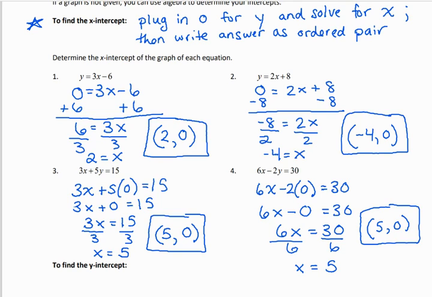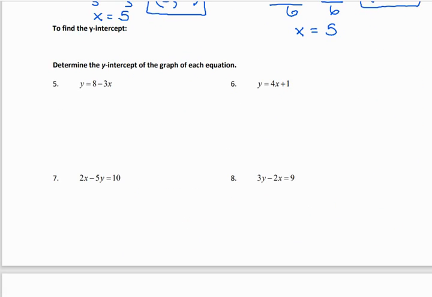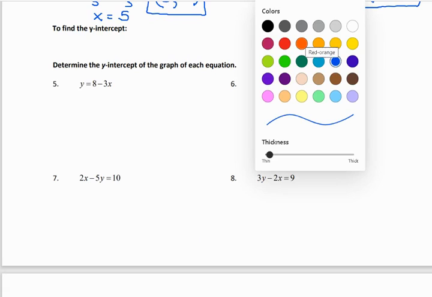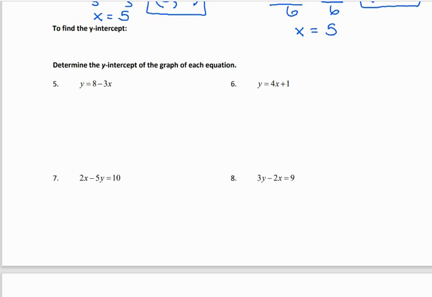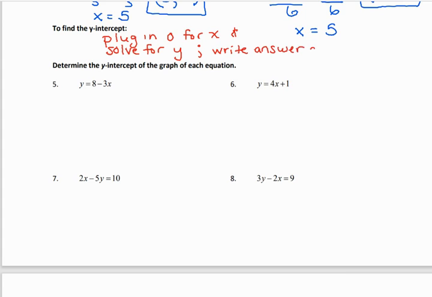All right. So I'll use a different color here for our y-intercepts. I'll use red. So to find a y-intercept, we are going to plug in 0 for x and solve for y. Then write your answer as an ordered pair. Okay, so to find the x-intercept, plug in 0 for y. To find the y-intercept, plug in 0 for x.